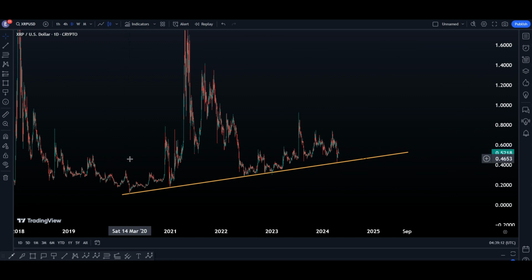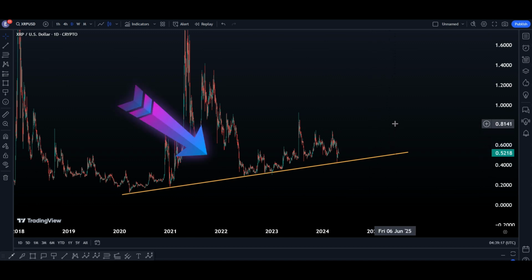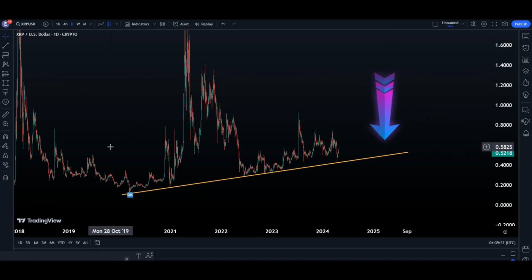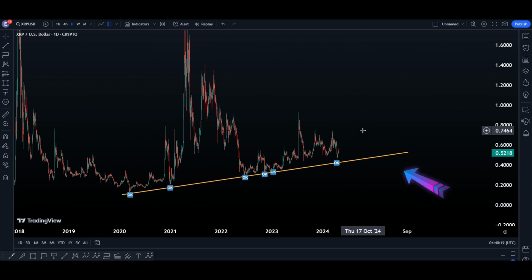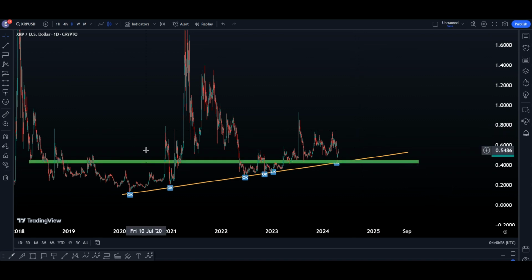First of all, look at this beautiful trend line here. This trend line is very important for XRP. And those are our confirmations for this trend line. If I use static support here with this trend line, this is our most important support for XRP.